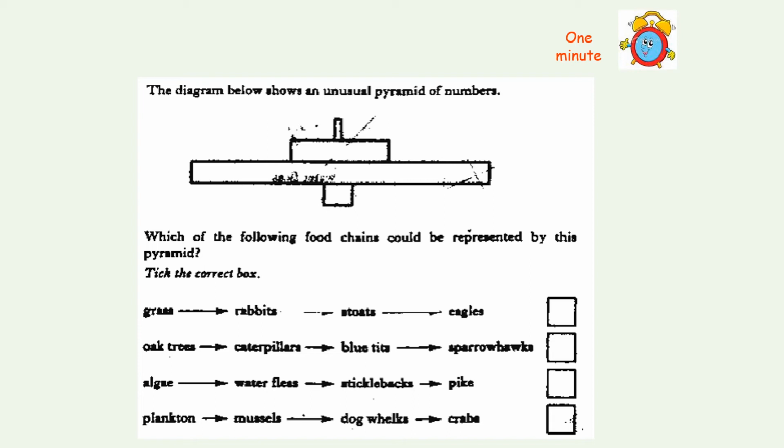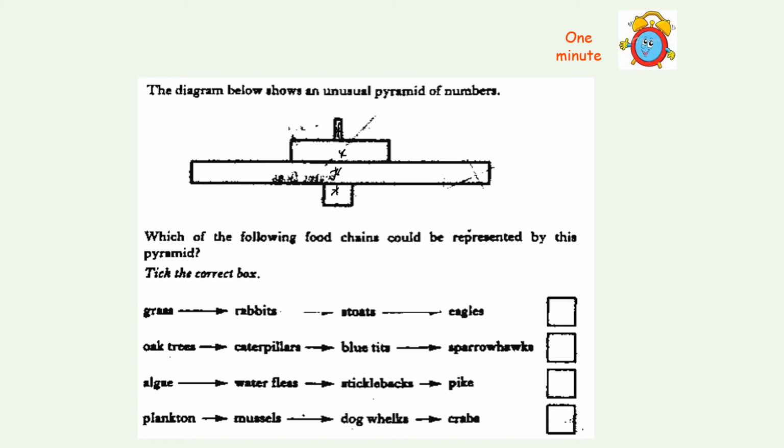So firstly, we need to look at how many stages there are. So there's 1, 2, 3, 4. So it's going to be a food chain with 4 different things in it. And all of the food chains have 4 different things in it.